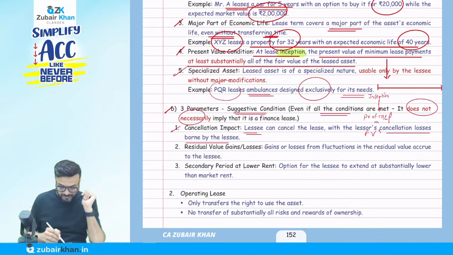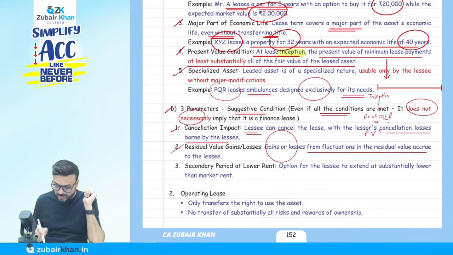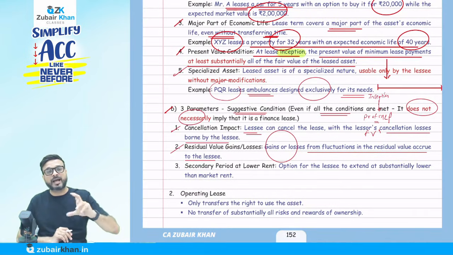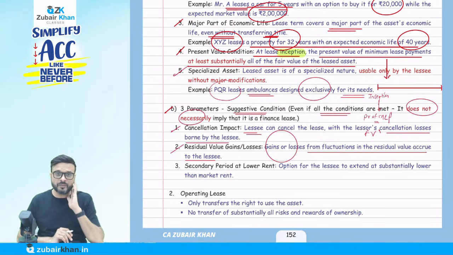Okay, then they say residual value, gain or loss. They say gains or losses from the fluctuation of the residual value accrue to the lessee. So if there is any fluctuation in the residual value, that is, the value at the end of the life of the asset, and the gain or loss is going to be borne by the lessee, then they say it might be a finance lease.